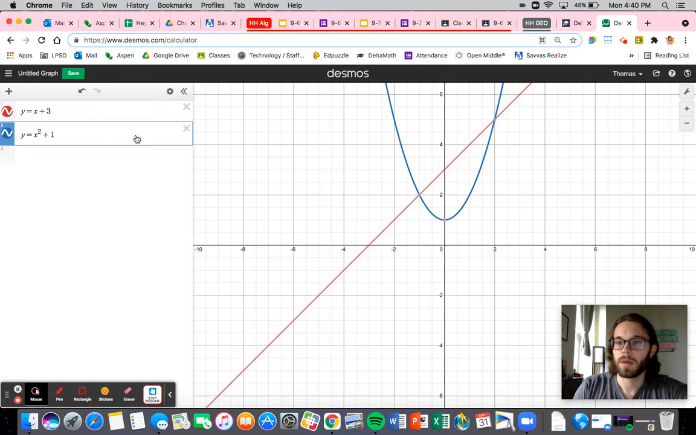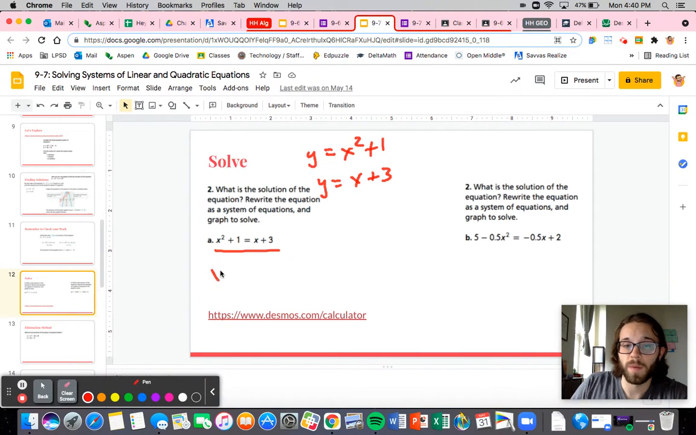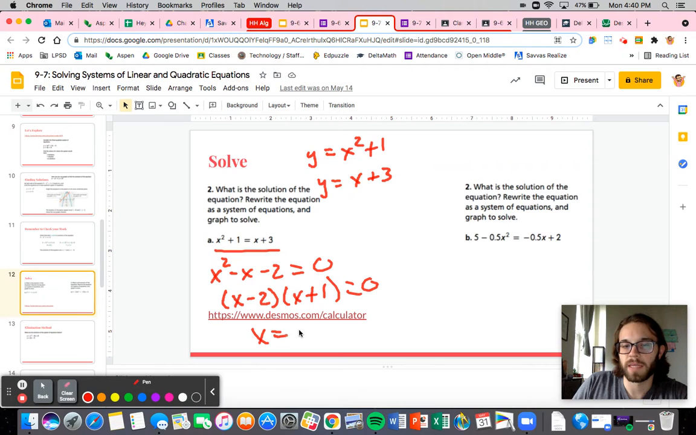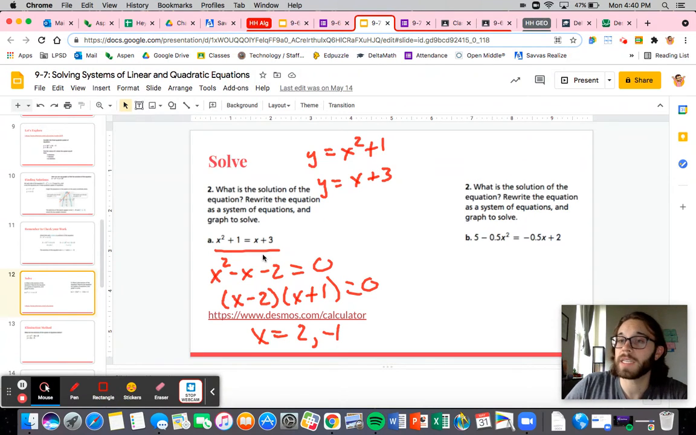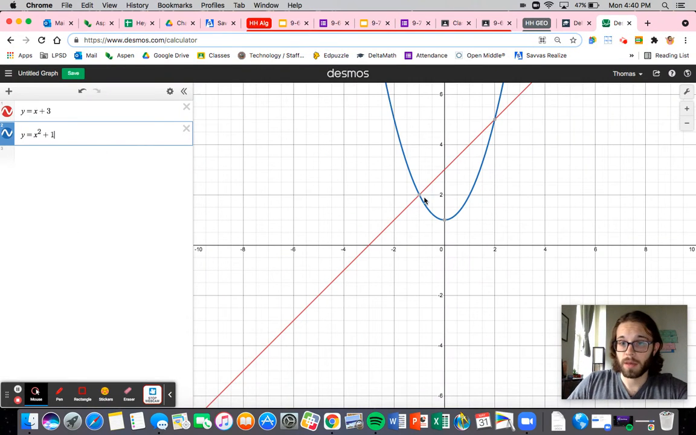Now, if I went through the other process, this is essentially substitution. So I could have then just brought everything over to one side. I would have had x squared minus x minus 2 is equal to 0. I then could have factored that. I would have had x minus 2, x plus 1 equals 0. So it would have ended up with x equals 2 and x equals negative 1, which is exactly what we just saw. Right? Negative 1, 2. All right? So again, it does not matter which method you use to solve this.